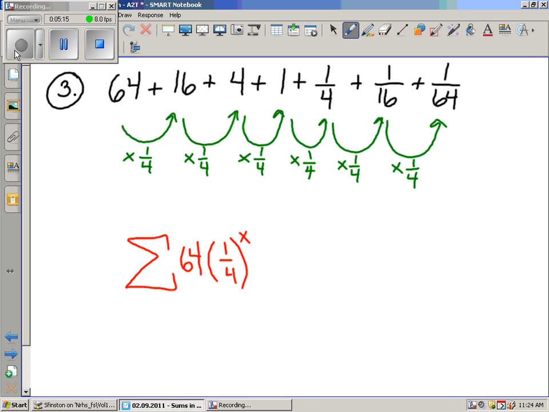Because, Henry, here's where it doesn't make any sense. I'll explain to you why. How do we get this first term if there's a 64? What does it have to start at to cancel this out? 0. Yeah, it's got to start at the 0 power because anything to the 0 power is 1. And so if it starts at 0, then it becomes 64 times 1/4 to the 0. And that's 64 times 1, which is 64.